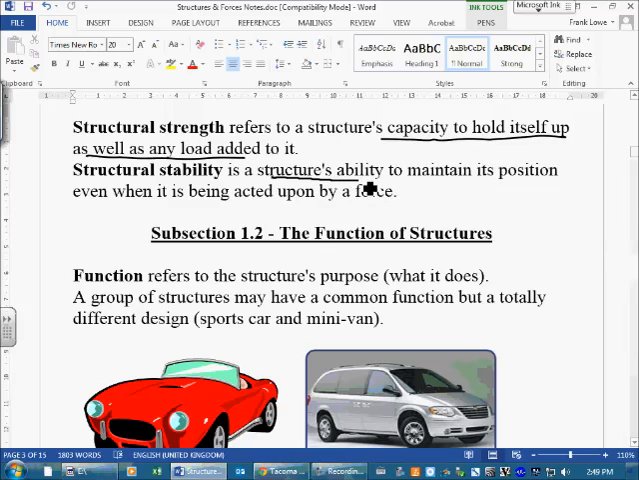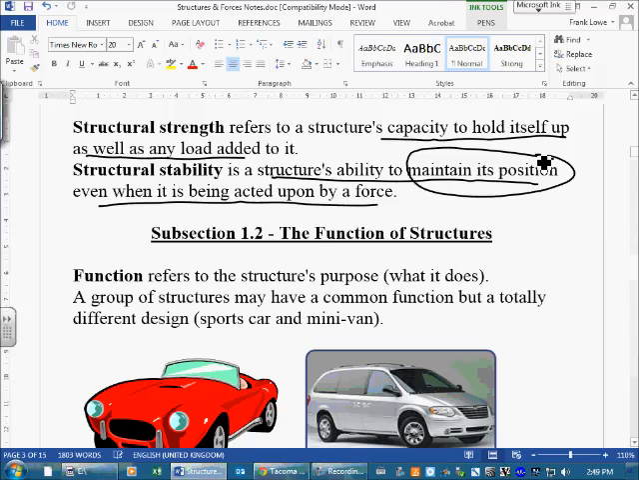Structural stability is slightly different. It's a structure's ability to maintain its position even when it's being acted upon by a force. So maintain its position, that's kind of the key. That means it's not going to be wobbling, it's not going to bend, it's not going to shift. Those types of things would jeopardize stability. Now, just because a structure is strong does not necessarily mean that it's stable. Okay? And I want to show one thing as an example.